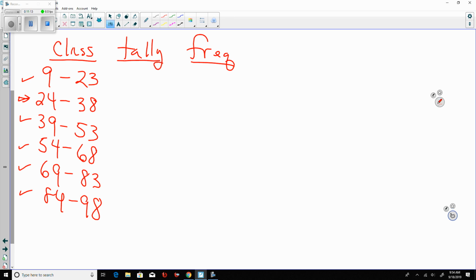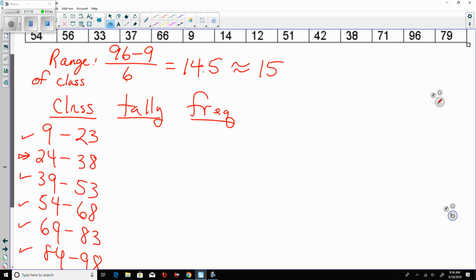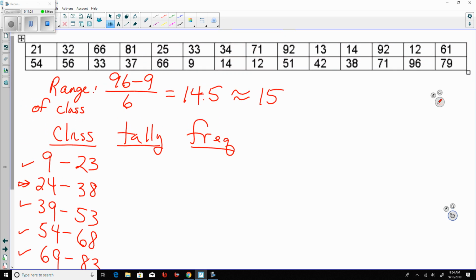Okay, so that's the key. It's very important. You've got to be very careful with that. Okay, so now your tallies, you can start anywhere you want. Some of you might go and do all 9 through 23s and look at them. Some of you might just say, okay, a 21 goes here. And then you put a little check because you already did the 21.